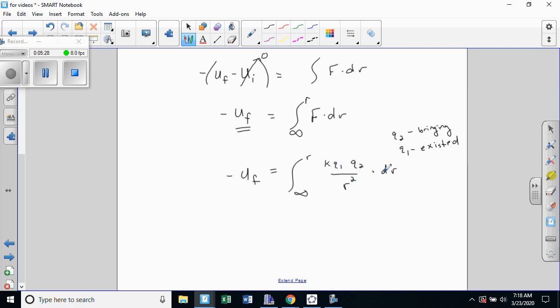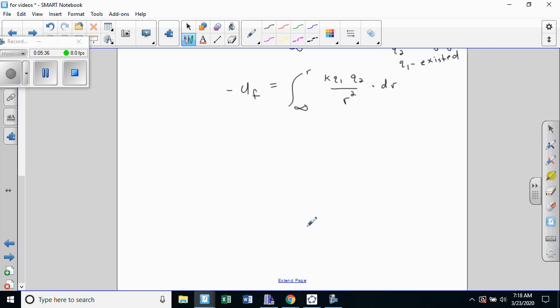So we have the force dot dr minus UF, minus the final potential energy. And we can go ahead and do this integral. I'll write it out a little bit more suggestively, and that is KQ1 Q2 integral from infinity to R of R to the negative 2, right? That 1 over R squared is R to the negative 2, and that makes this integral pretty simple.